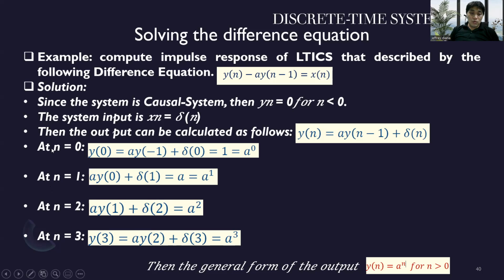At n equals 2, a y(1) plus delta(2) equals a to the power of 2. At n equals 3, y(3) equals a y(2) plus delta(3), which equals a to the power of 3. So here, the general form of the output will be y(n) equals a to the power of n for n greater than or equal to 0.